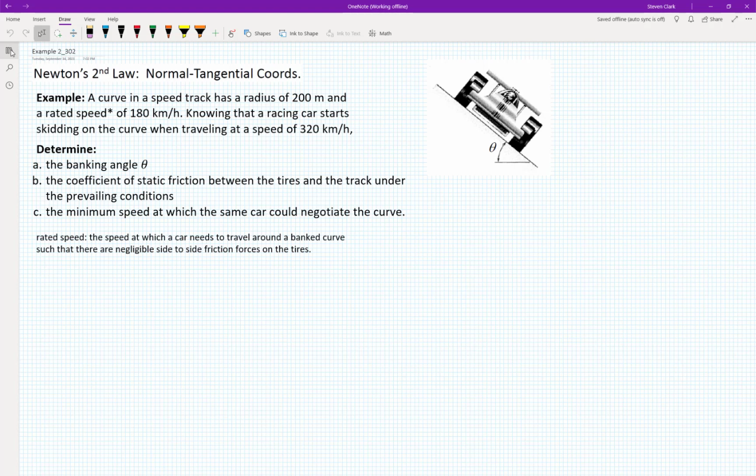Okay, guys, so what do we have in here? Now we have a racing car, and we're again going to model it as a particle. Our racing car is moving on the racing track, on the speed track, and that speed track has a radius, I believe, of 200. So this is the radius of the speed track, 200 meters.